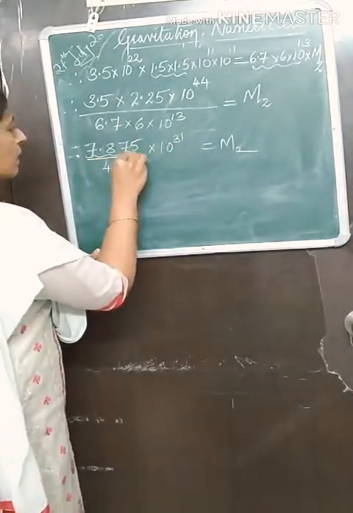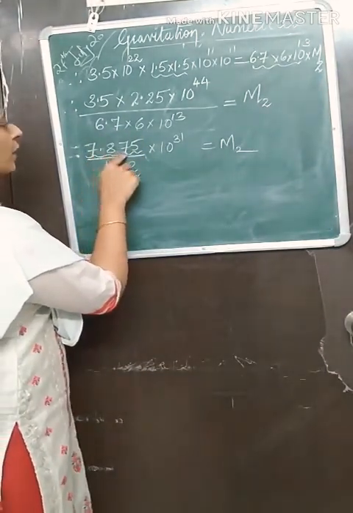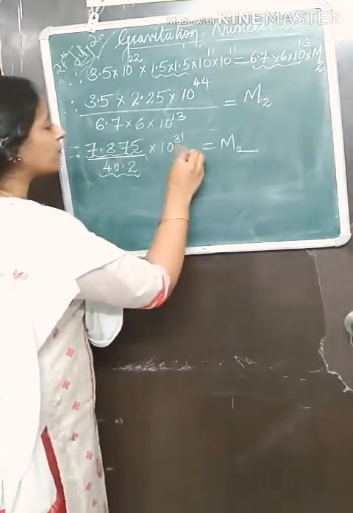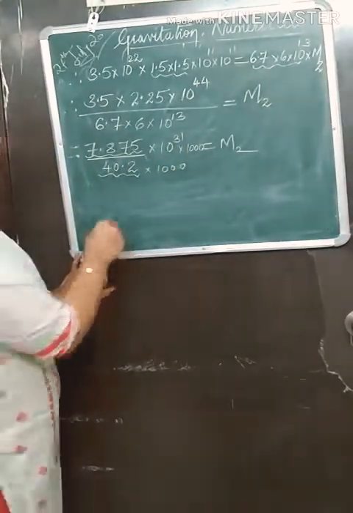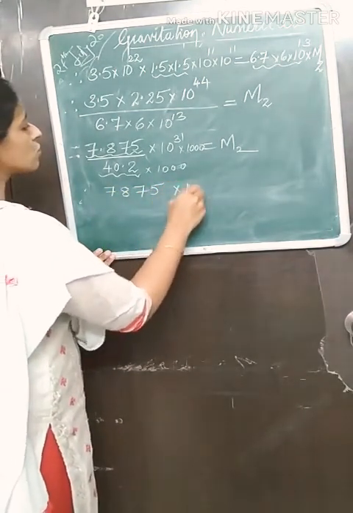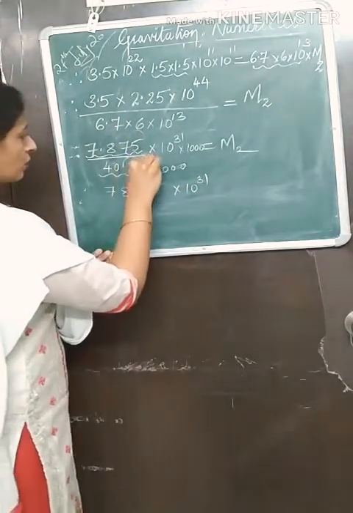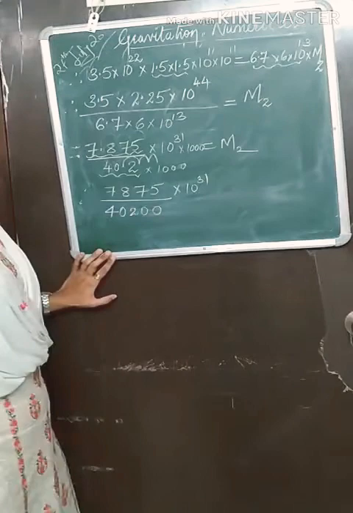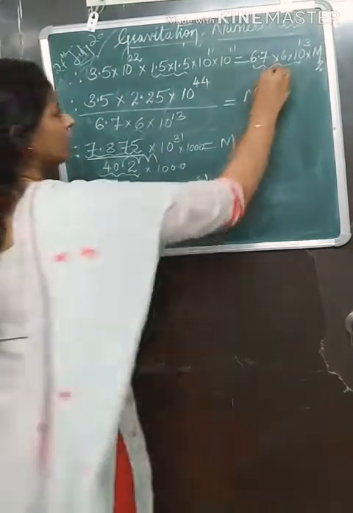Now let us solve this part and this part. As you can see, in the numerator after the decimal point 3 digits are there, in the denominator after the decimal point 1 digit. So 3 is greater, we will multiply by 1000 up, multiply by 1000 down. So the number will be 7875 into 10 raised to 31. Decimal point will be shifted 3 times, and here also 3 times. 1, 2, 3. So the denominator will be 40200, and this will be m2.